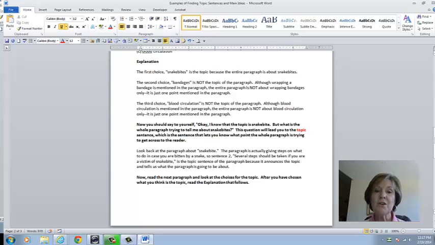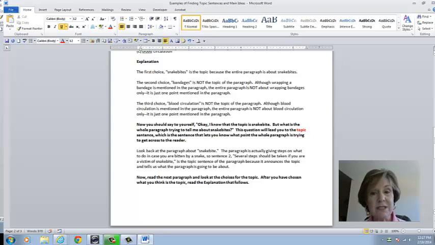The whole paragraph is divided into two categories. Your major supporting details and your minor supporting details. Your major supporting details offer new pieces of information that the author provides. Look back at the paragraph about snake bites. The paragraph is actually giving steps on what to do in case you are bitten by a snake. So sentence number 2, several steps should be taken if you are a victim of snake bites, is the topic sentence of the paragraph, because it announces the topic and tells us what the paragraph is going to be about.